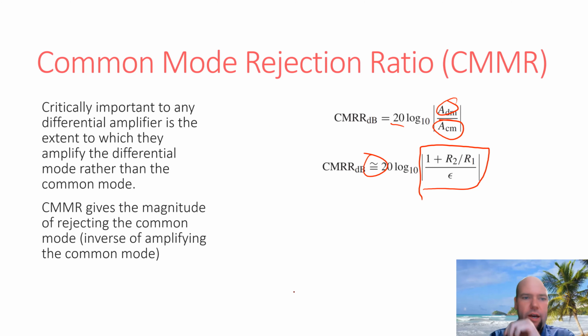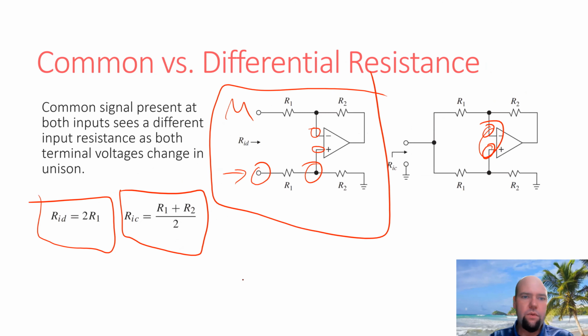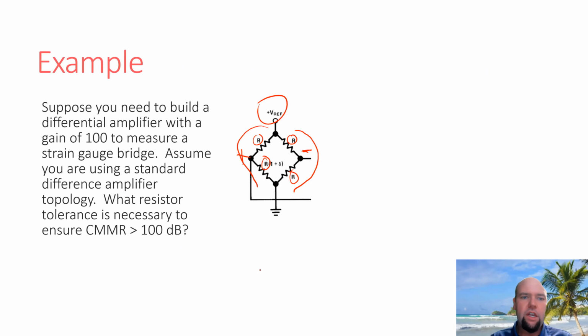Okay, well, let's go back to our main circuit here. With the difference amplifier, the differential mode gain is the ratio R2 over R1. So for this circuit, R2 over R1 is going to have to equal 100 because we're doing a gain of 100 measurement.